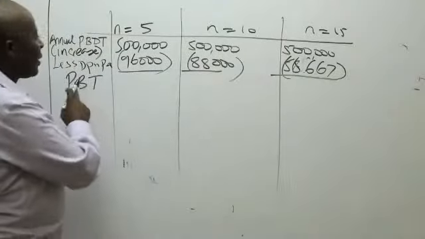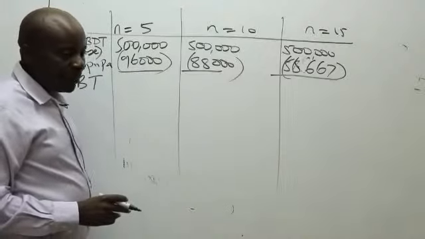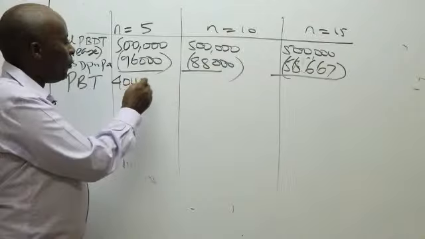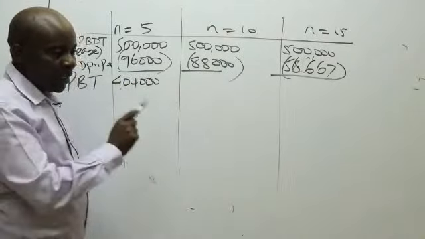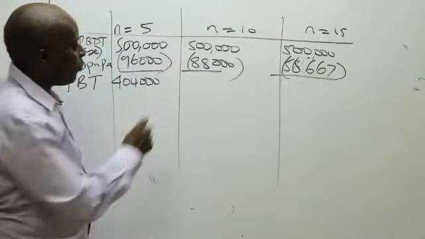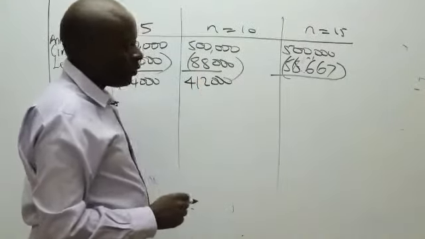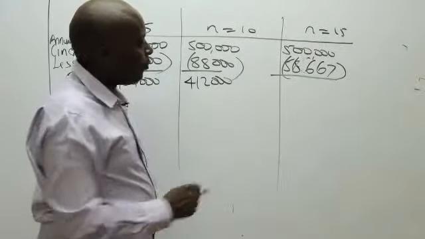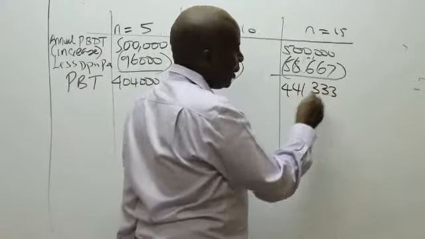Give us now the profit before tax quite fast. Somebody give me the figure. 404,000. How about when n is 10? When n is 10, we have 412,000. When n is 15 years, 441,333. Thank you very much.